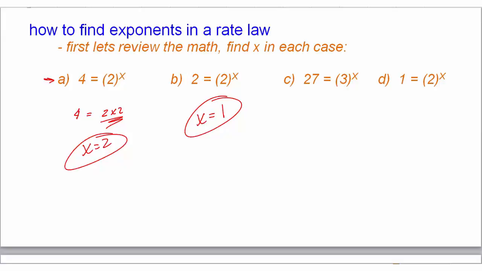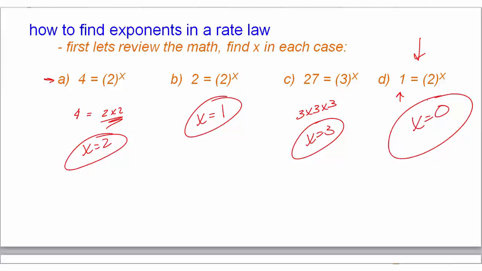3 multiplied by itself, how many times will give you 27? Well, 3 times 3 is 9, times 3 is 27, so that's 3 times. So X would be 3. How about this last one? You raise anything to the X, and you always get 1. X is what? Every single time. X has to be 0. Anything raised to the 0 power is always 1.